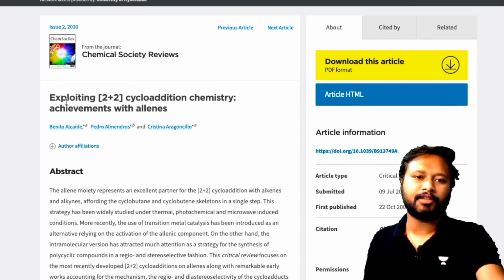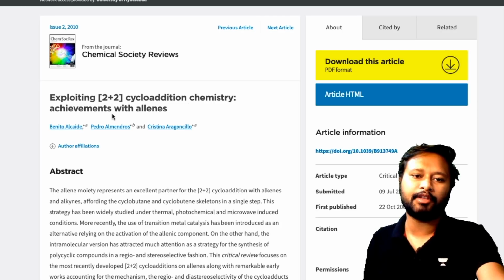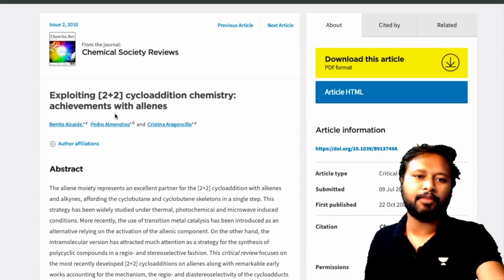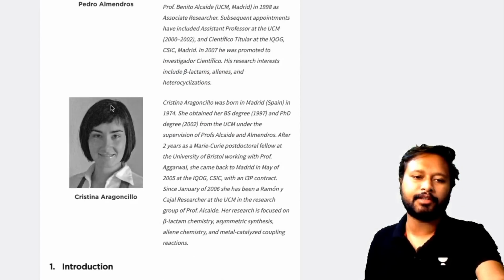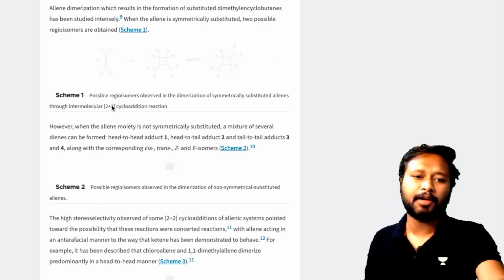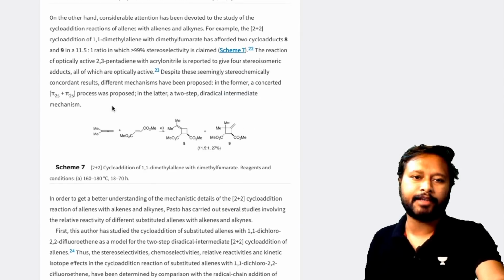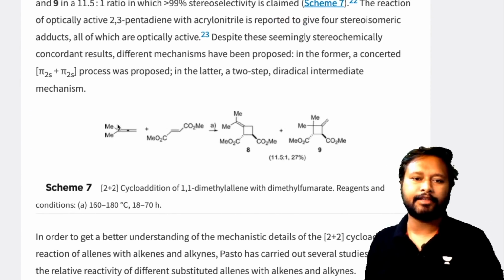So this is the research paper which says exploiting 2+2 cycloaddition chemistry, achievements with allenes. It was published, I guess, in 2010. Let's come down to the part we have to look at. Coming down a little bit, the exact same reaction is given, right? I'll zoom in a little bit so you can see.